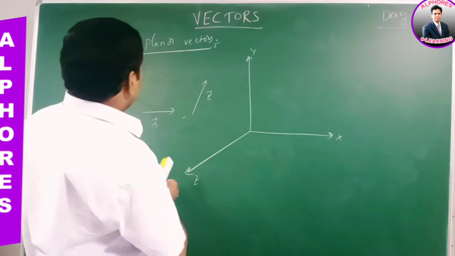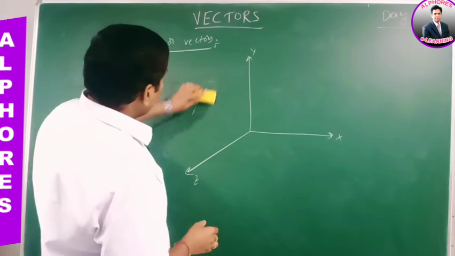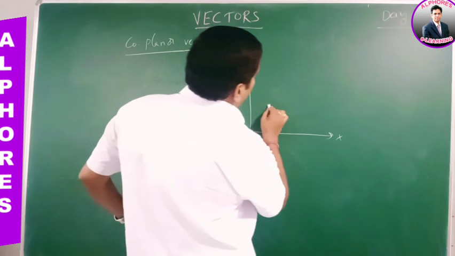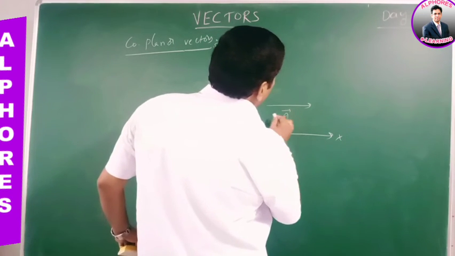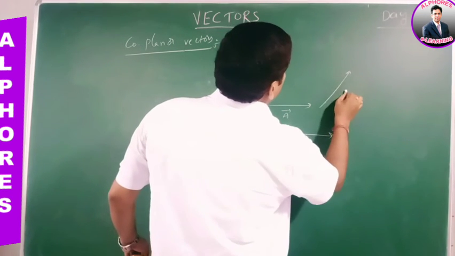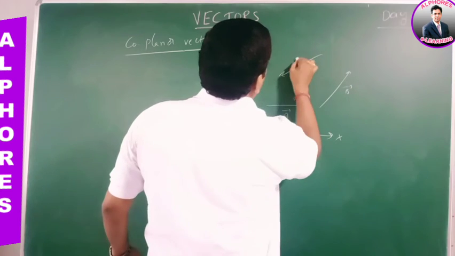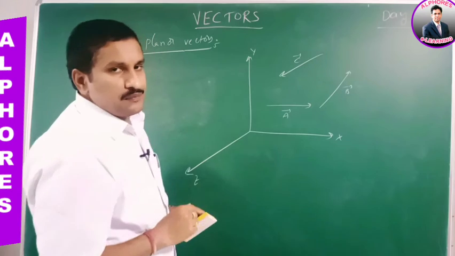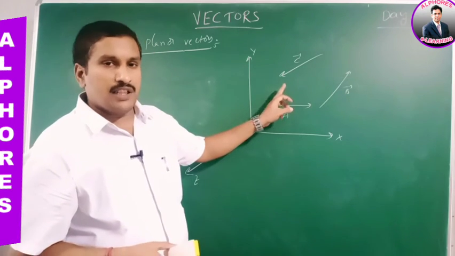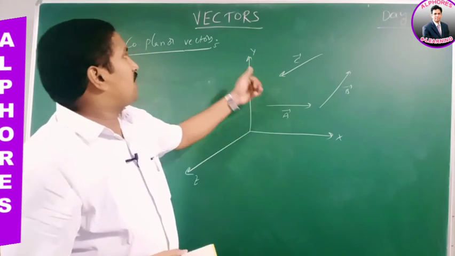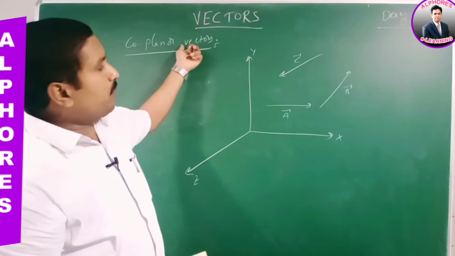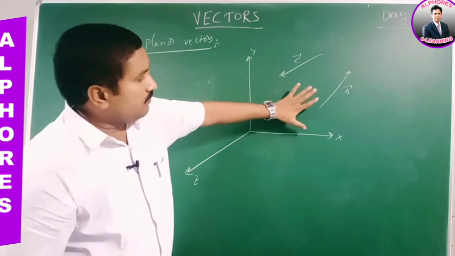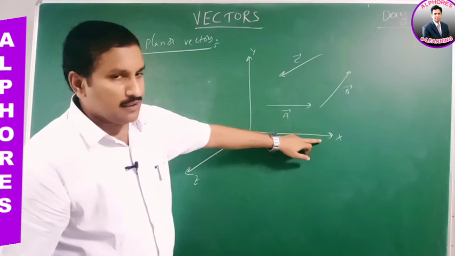Now listen all of you. Suppose here I am taking three different vectors like a bar, this is b bar, let us say this c bar. These are all vectors which are confined to a single plane. Then this type of vectors are said to be coplanar vectors. Coplanar means single plane. These are all vectors which are confined to here only the xy plane.